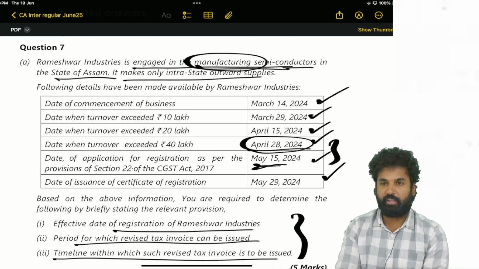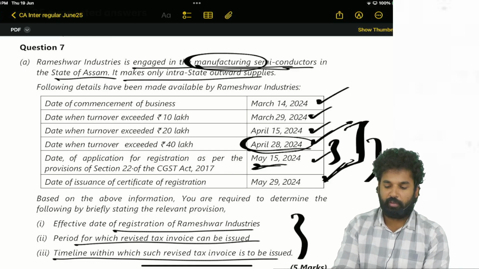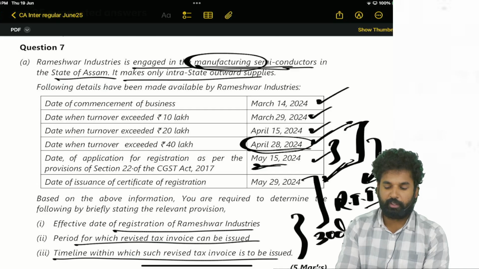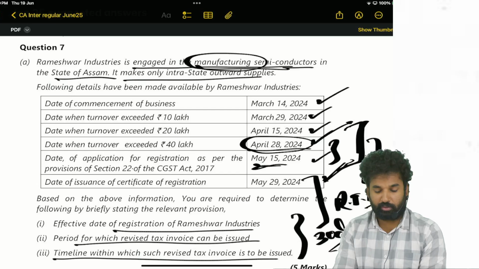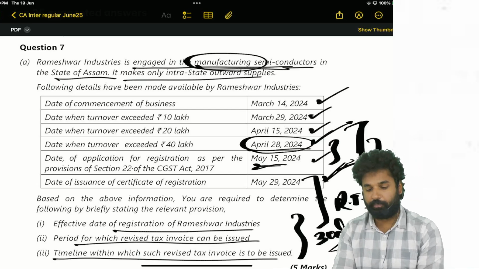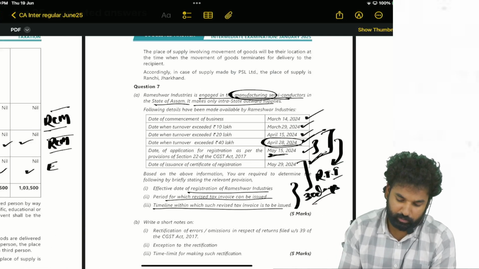So that means what is the effective date of registration? But the registration certificate came 29th May. So this period is there, no? 28th April to 29th May. For this period, revised tax invoice can be issued. Within which date? Within 30 days from which date? From issue of certification. Okay, from 29th May. Within 30 days it can be issued.